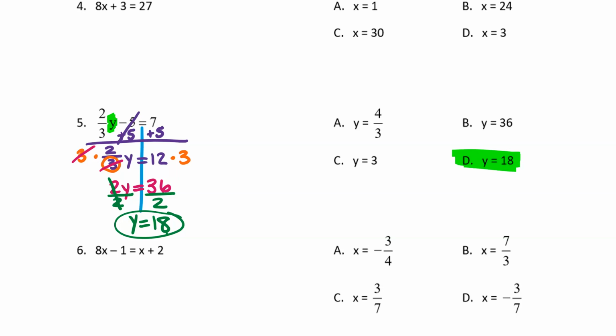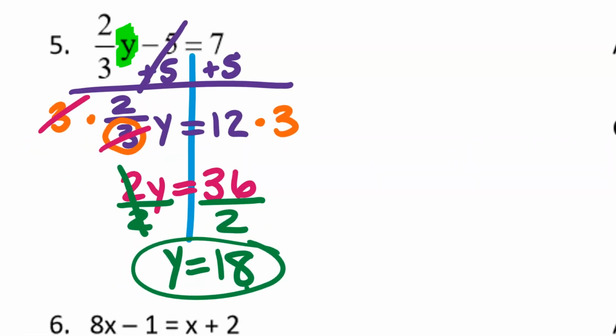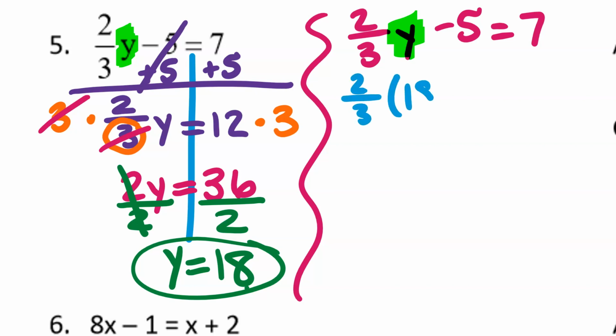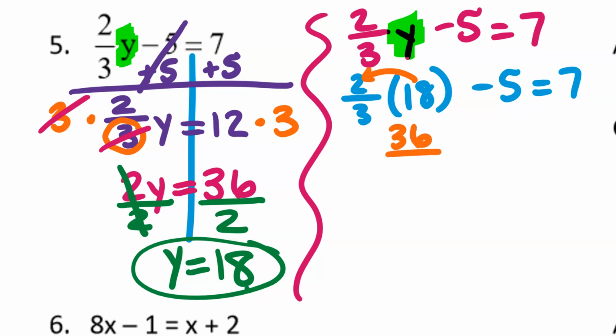Now, if you're doing this on a test, you can also plug that in to make sure that you got the right answer. Okay, I'm going to do it on this one just to show you. I'm not going to do it on all of them, but let's say you're like, okay, I got 18. I want to know if I'm right. You could plug it in where y is in your equation. So you could say 2/3 times 18 minus 5 equals 7. Then you can use your order of operations, right? Your PEMDAS. So when you multiply, remember, the whole number gets multiplied to the top on the fraction. So I would have 18 times 2, which is 36, over 3 minus 5 equals 7.